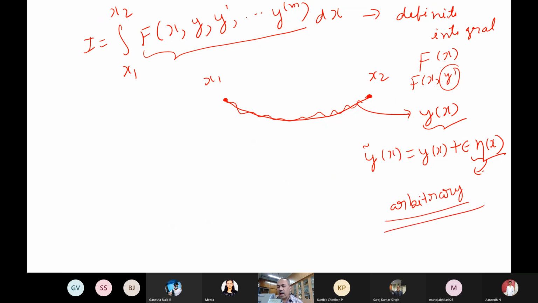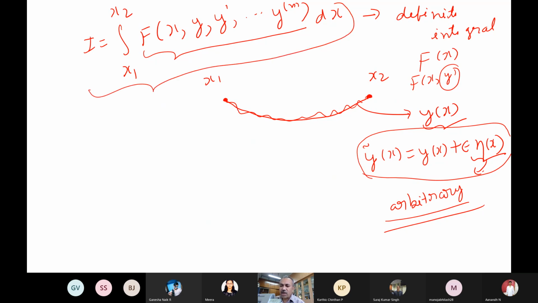Now what calculus of variations says is, from x1 to x2, a variety of mode shapes or shapes are possible. Among all these possible mode shapes, I want to find the mode shape or the path which makes this expression minimum. You follow, right? That is the main philosophy here.